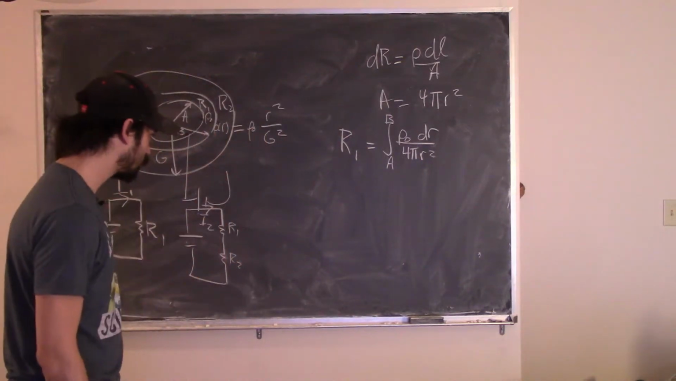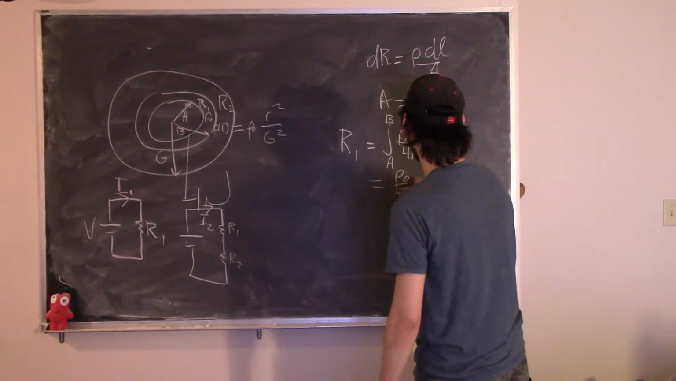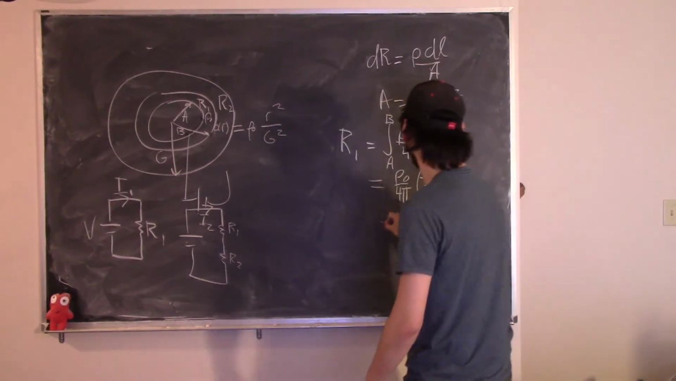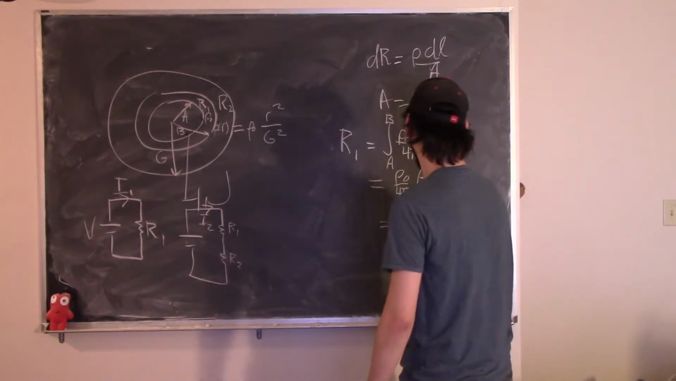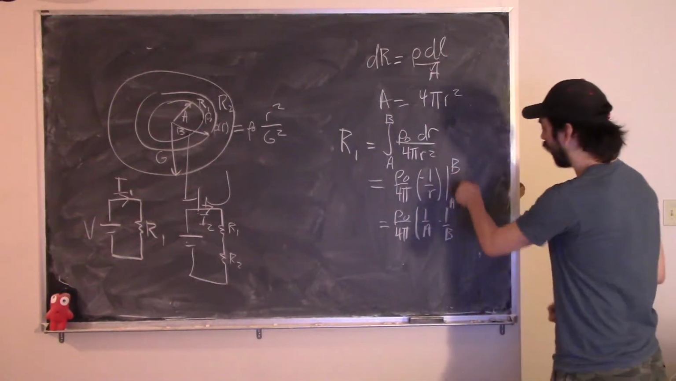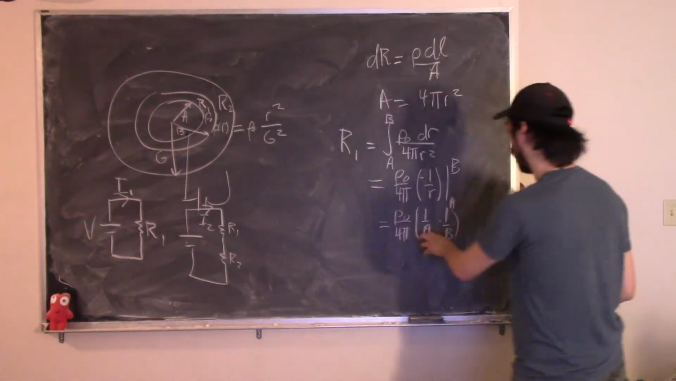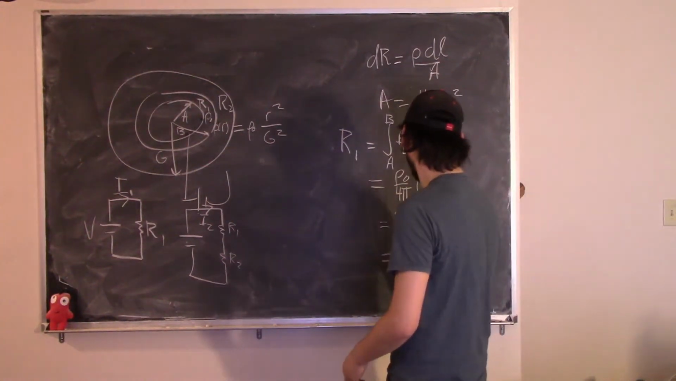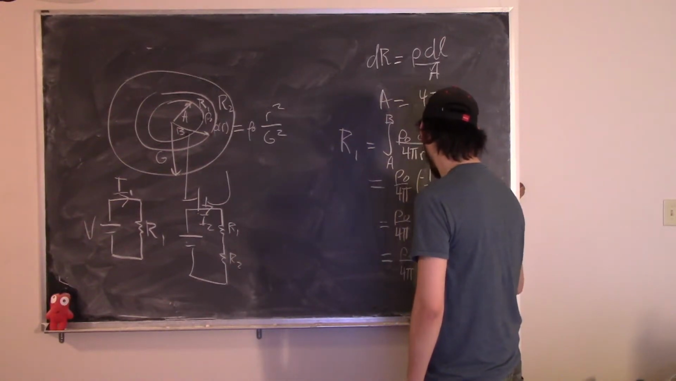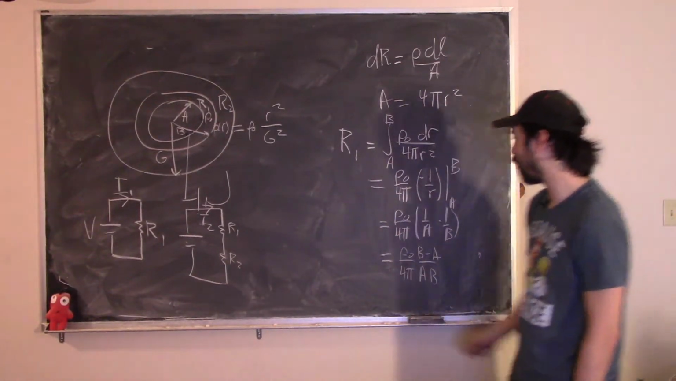Okay? So when we do this, we end up seeing that this is equal to rho 0 divided by 4 pi times 1 over r with a negative sign, evaluated from A to B. This is going to give me rho 0 over 4 pi times 1 over A minus 1 over B. I flipped this and then got rid of the negative sign. So this is 1 over A minus 1 over B, which is really just rho 0 divided by 4 pi AB, times B minus A in the numerator. Okay, so this is what R1 is.